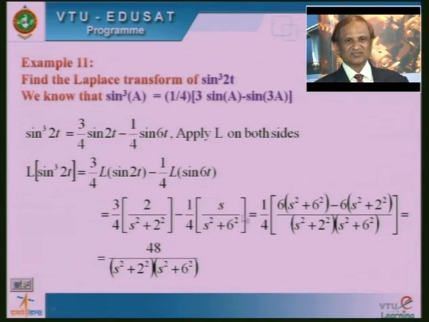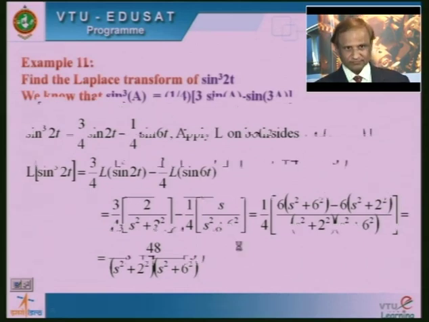Is it clear? Right. So, that is equal to 1 by 4 times of, you can take the LCM. What is the LCM? S square plus 2 square, s square plus 6 square is the LCM. Is it clear? Right. So, 6 times of s square plus 6 square minus 6 times of s square plus 2 square. You can simplify, 3 into 2 is 6. Is it clear? And 1 into 6 is 6. Right. So, I hope after simplification you can obtain 48 divided by s square plus 2 square into s square plus 6 square. Again, it is a function of s.